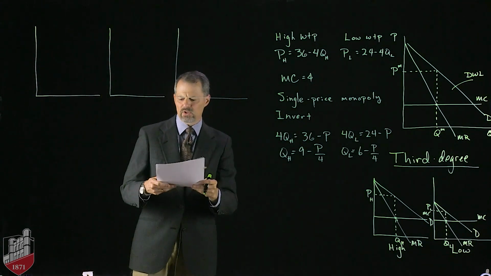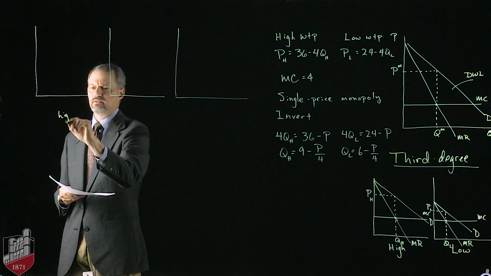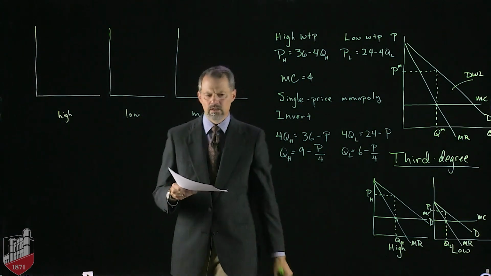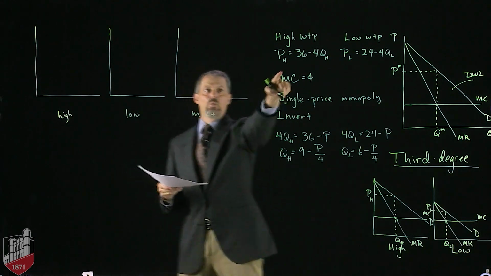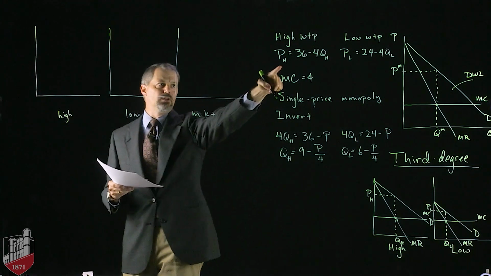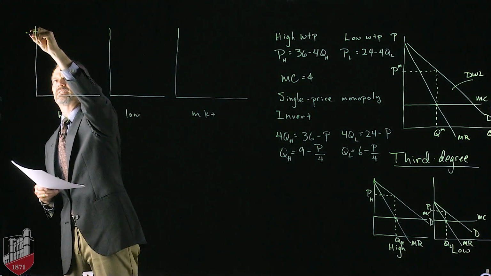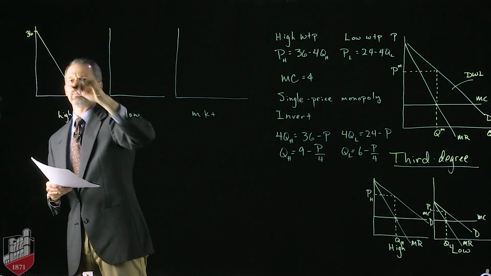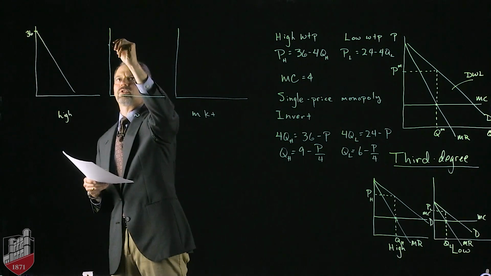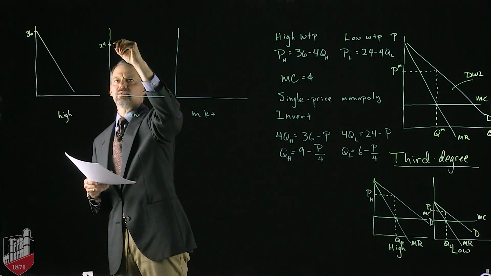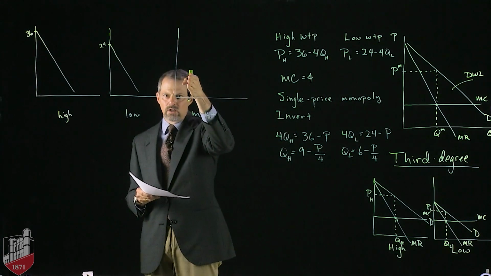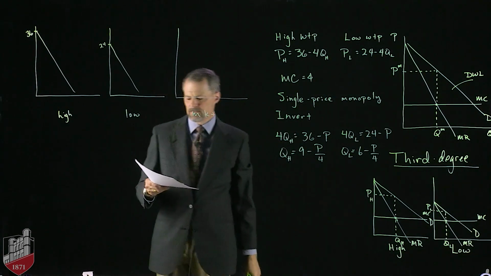Okay, so we're going to put our high willingness to pay group here. We'll put our low willingness to pay group here, and we'll put our market here. So my high willingness to pay, when I'm graphing these, remember I'm graphing the inverse demand curve. So this high willingness to pay has an intercept of 36, right? And it comes down something like that. And the low willingness to pay has an intercept of 24, so it's somewhere up here. And it comes down. They both have the same slope of 4, right? So it goes down 1, down 4 over 1.